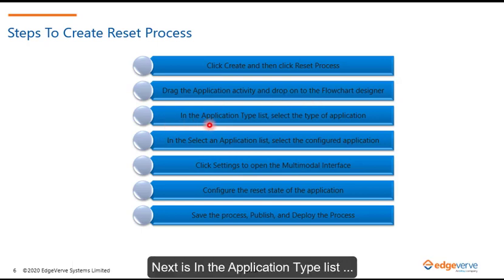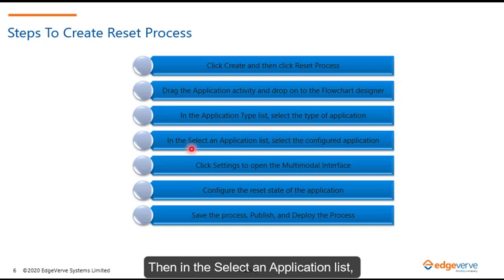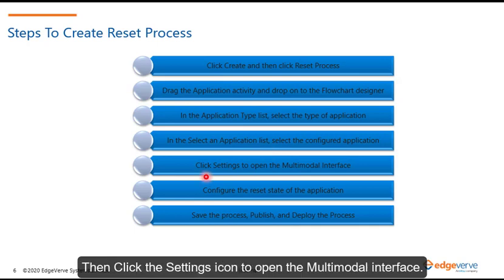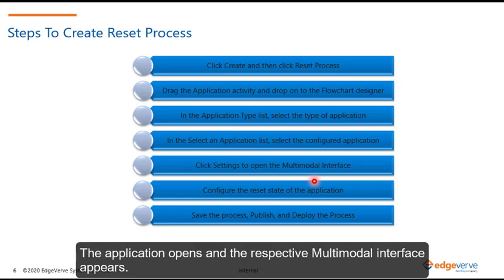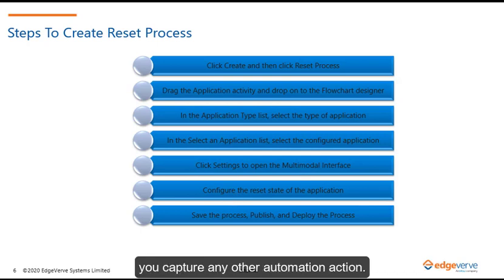Next, in the Application Type list, select the type of application you want to reset. Then, in the Select an Application list, select the configured application. Alternatively, you can add a new application at this level. Then click the settings icon to open the multimodal interface. The application opens and the respective multimodal interface appears. Then configure the reset state of the application in the same way you capture any other automation action.